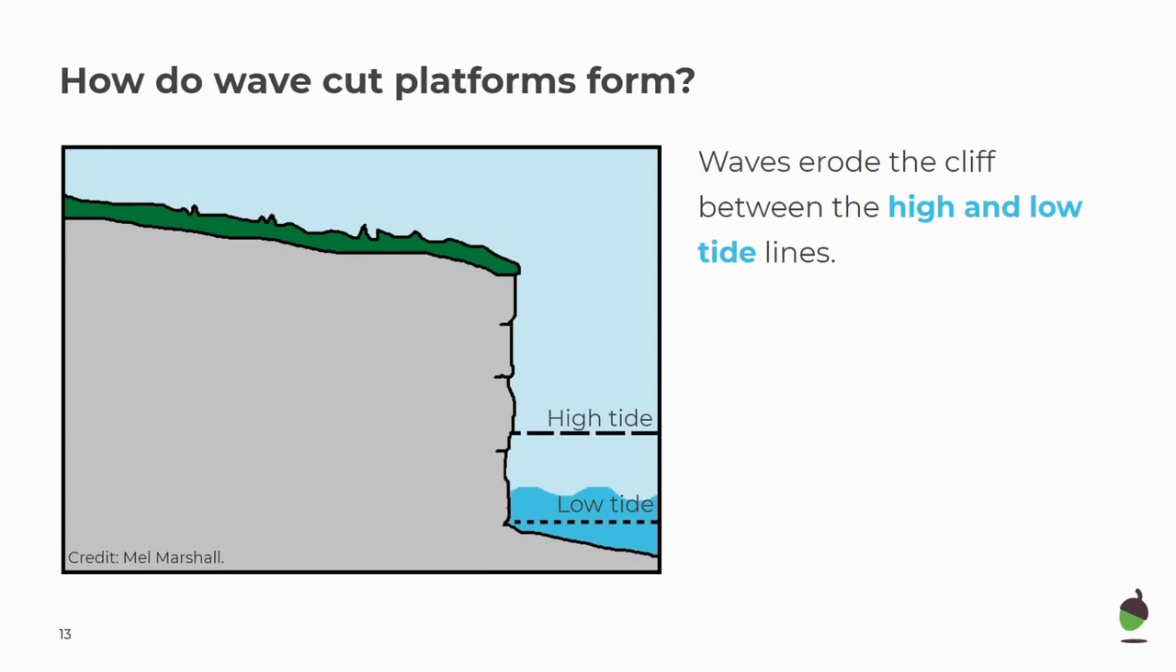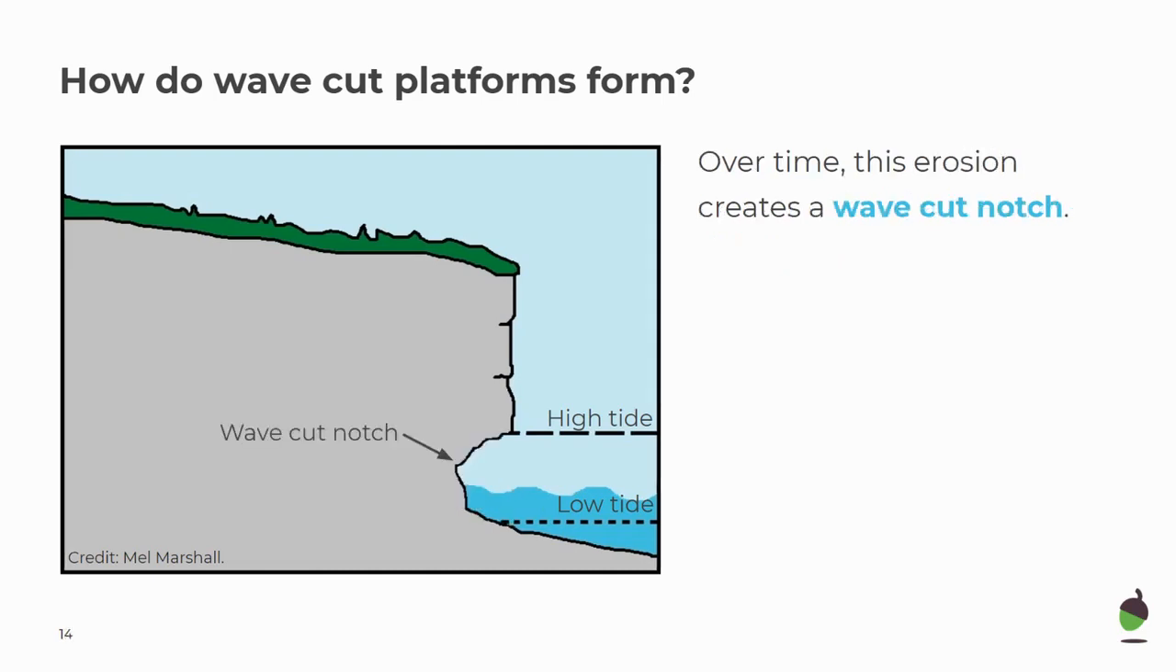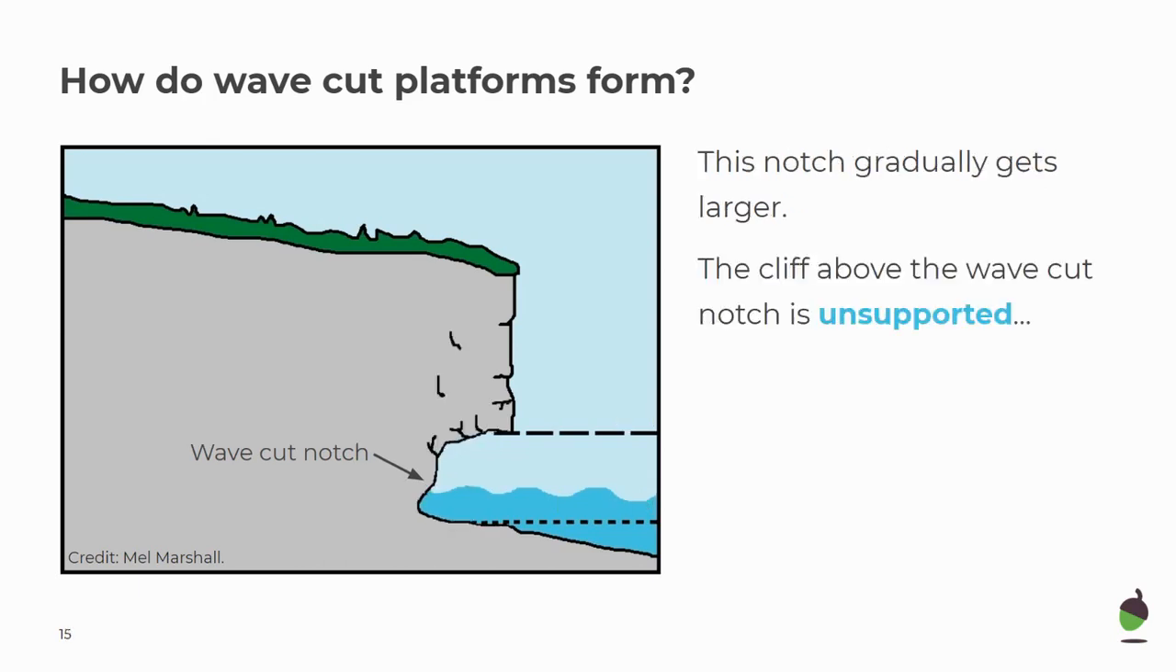Waves erode the cliff between the high and the low tide lines. Over time, that erosion creates a wave-cut notch, and you can see that in the diagram now. And that notch has become the size between the high and the low tide line, because that's where the waves are eroding. This notch gradually gets larger. But there's a bit of a problem, because if we now look at the cliff above the wave-cut notch, it's unsupported. There's nothing there holding it up.